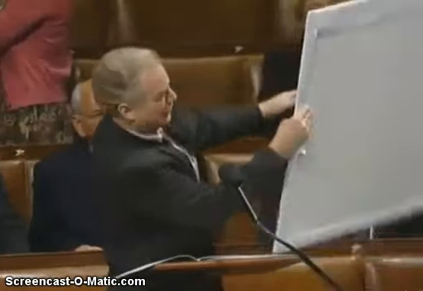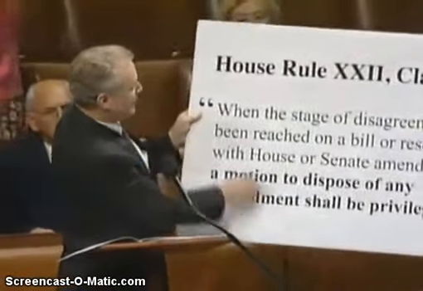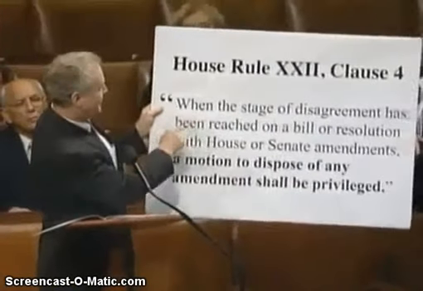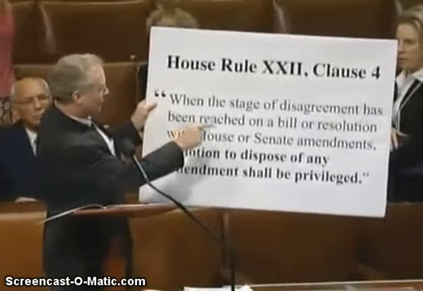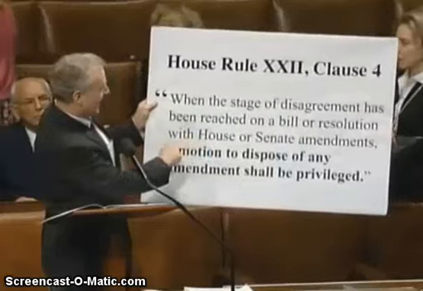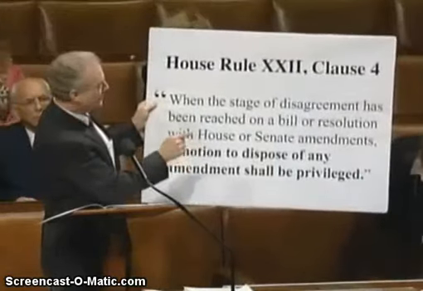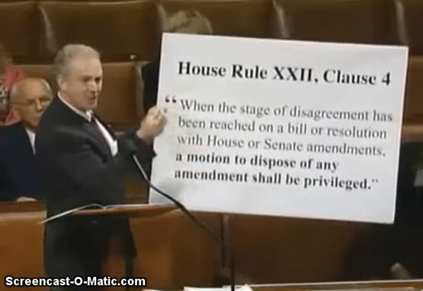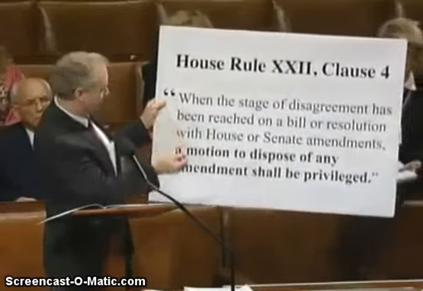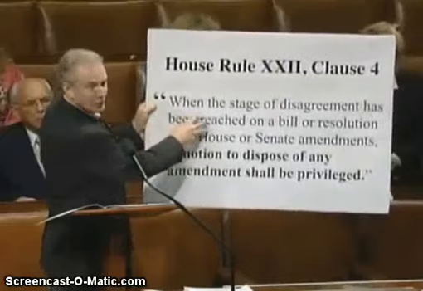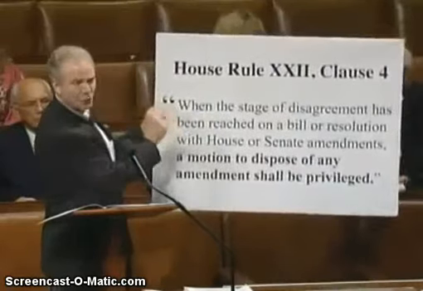The standing rule of the House is Rule 22, Clause 4. Is that correct? That is correct. And the standing rule of the House reads, Mr. Speaker, when the stage of disagreement has been reached on a bill or a resolution with House or Senate amendments, a motion to dispose of any amendment shall be privileged. Mr. Speaker, my question is this: parliamentary status of the bill, does it meet the requirements of 22-4?